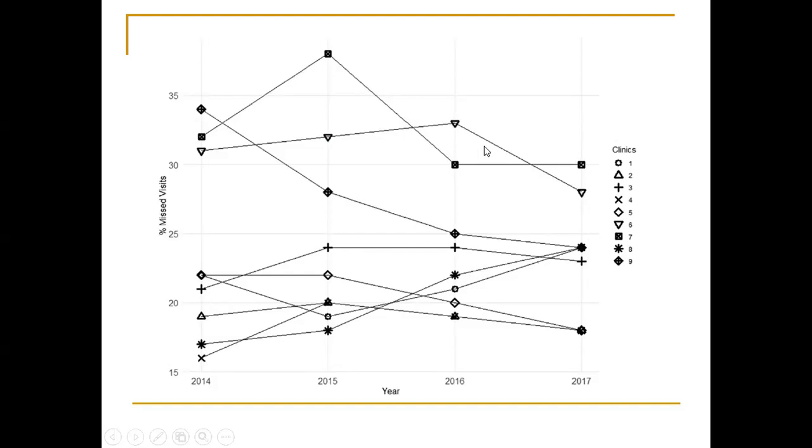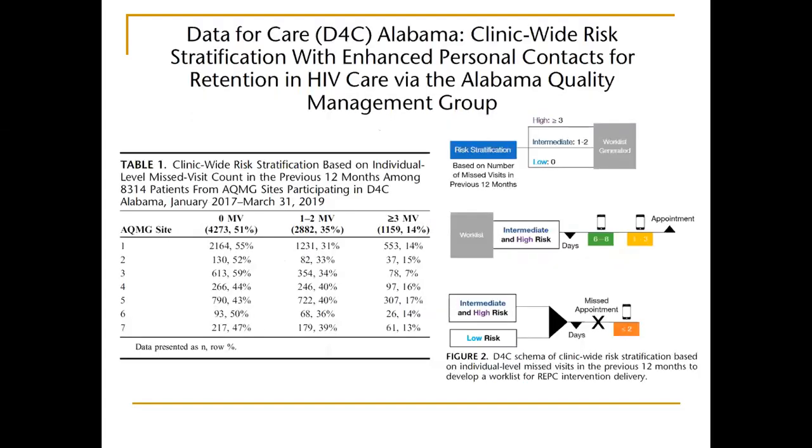And these clinics meet for quality improvement, saying, what are we going to do about it? And us saying, well, here are some of the things that have worked. Here's a trial that we were part of, and it seemed to have effects. So with this data for care, we do risk stratification and then use that intervention that was proven effective on individuals.